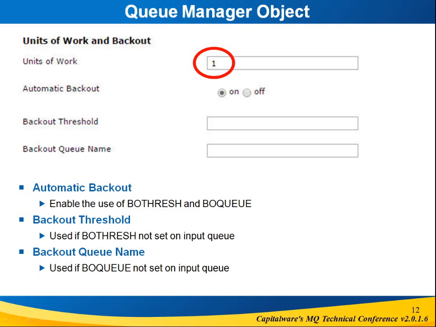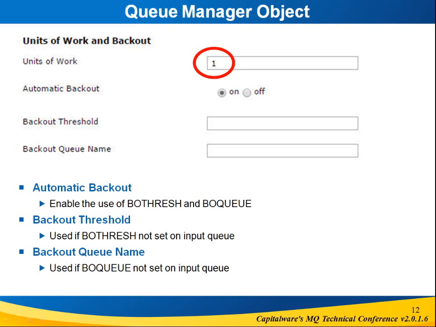Now, if the automatic backout radio buttons are turned to off, then that effectively says we are not going to do any automatic backout, and we are not going to provide any backout threshold or backout queue name. This is a potentially dangerous situation, and I would certainly not recommend that. This would require you to be very scrupulous about your error handling inside the DataPower request or response rules.